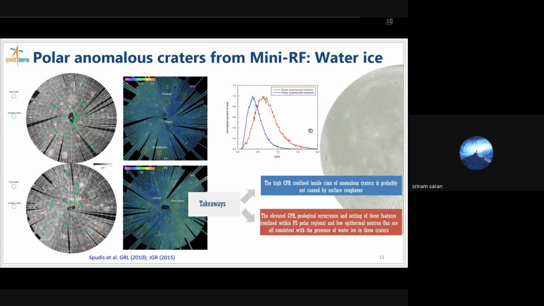And they observed that the high CPR values, along with the local geology, as well as matching with other wavelength observations such as the low epithermal neutron flux, as well as the seasonal temperatures, they predicted that all these anomalous features observed in these Mini-RF polar images could be due to the presence of ice. So this again stirred up the story that what we are actually seeing with radar could be water ice, but not roughness. So this was in 2010 and 2015.